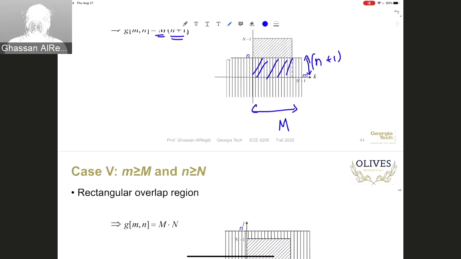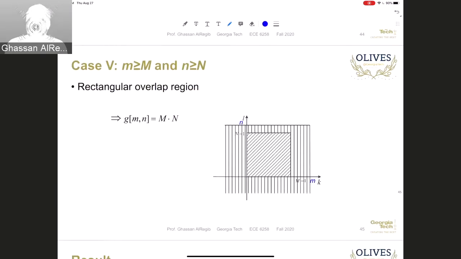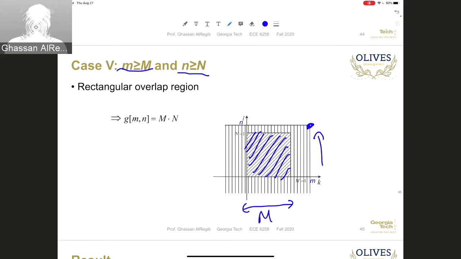And then finally, when we have m and n going all the way here, so m is larger than capital M, and small n is larger than capital N, we have a complete overlap with the entire two-dimensional signal f in this case. So the width is fixed, capital M, and the height of the overlap region is fixed, capital N. So g of m and n is capital M times capital N in this case.